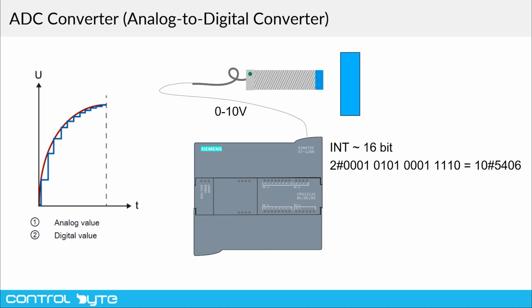Now let's take a look at the process of converting an analog signal into a digital value for processing by the PLC. The sensor generates an analog voltage signal in the range of 0 to 10 volts, depending on the measured parameter such as a distance or temperature. The ADC inside the PLC samples this continuous signal and converts it into a discrete digital value. On the left you can see a graph where the red curve represents the continuous analog signal and the blue stepped line represents the digital approximation. This is called quantization. The converted digital value is stored as a 16-bit integer, as shown in the example. The binary representation equals the decimal value of 5406, which corresponds to the voltage level.